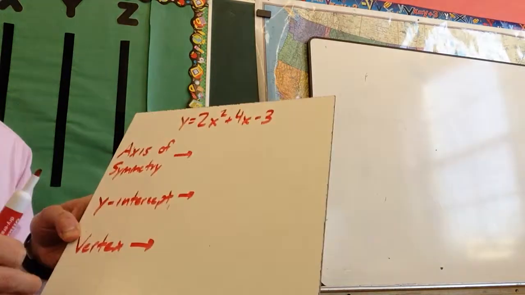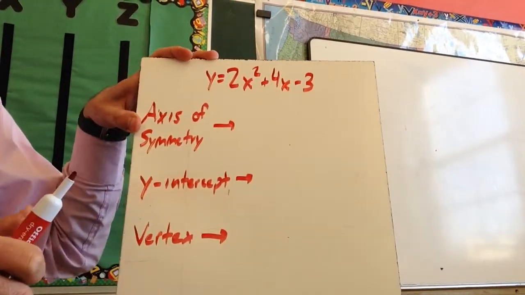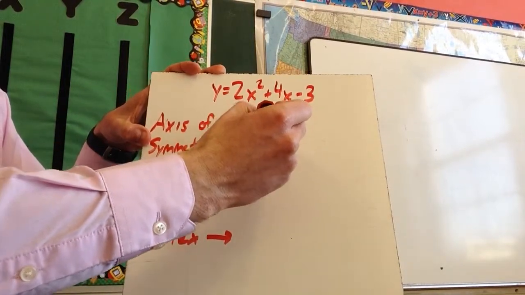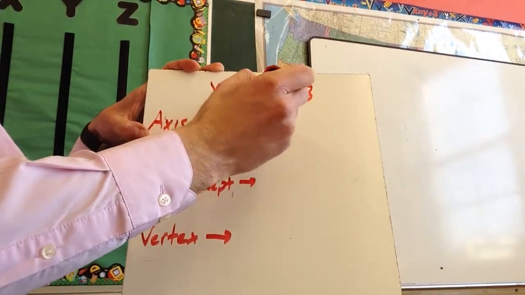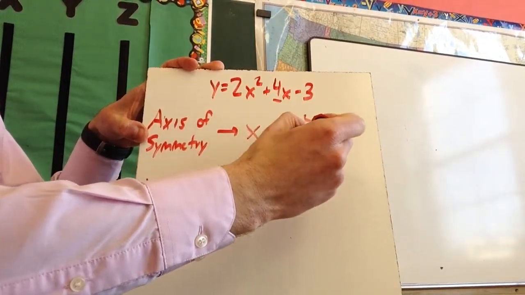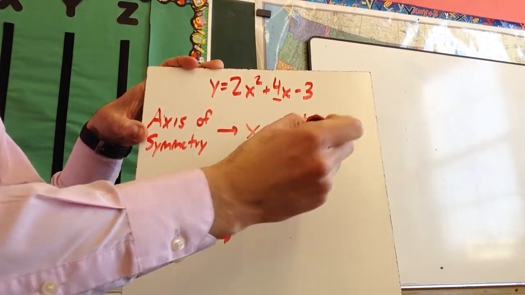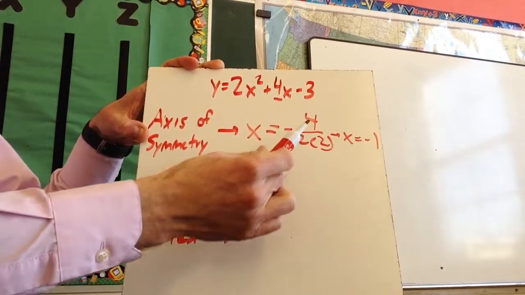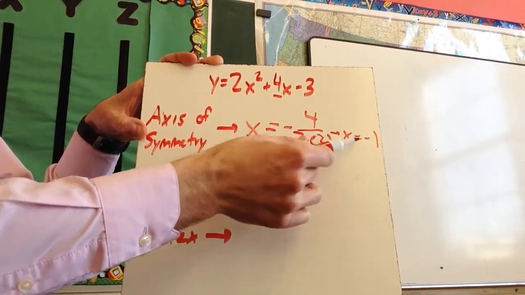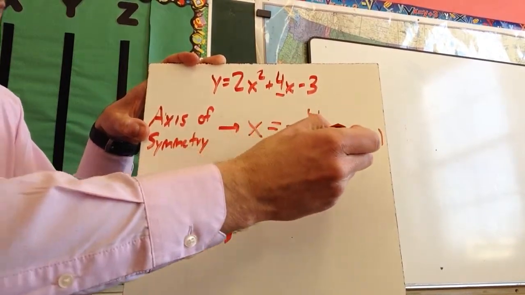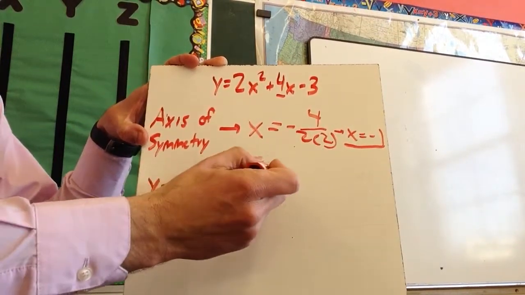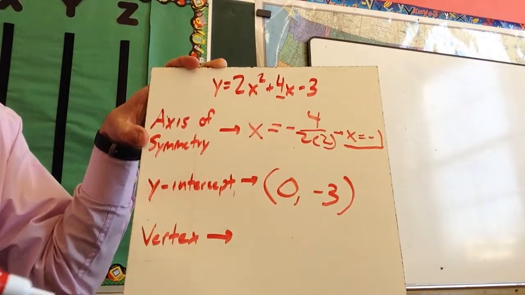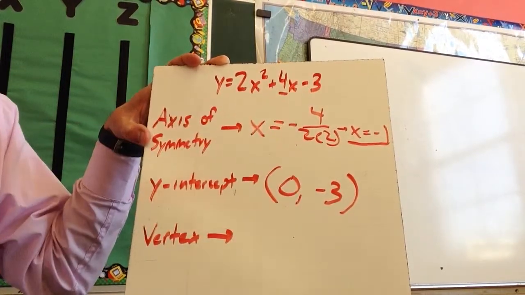Let's say for something like this. To find the axis of symmetry, I need to go x equals negative b, which is 4, over 2 times a, which is 2. So this is going to be x equals negative 1, right? Because it's going to be negative 4 over 4, so that'd be negative 1. So my axis of symmetry will be negative 1. The y-intercept is going to be at 0, comma c, and c in this case is negative 3. I want you to see how this one's negative 3, not a positive 3.